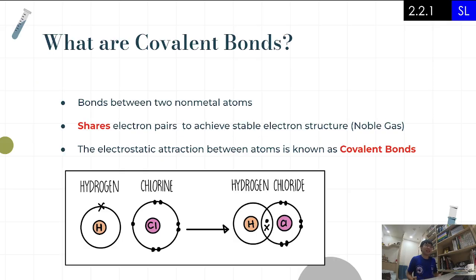So first of all, what are covalent bonds? In a lot of scenarios, covalent bonds would be a bond between two nonmetals, but you don't define it like that. Most of the time it is, but what you define it as instead is where two atoms want more electrons to reach a stable electron structure, so they share an electron pair in order to achieve this. By stable electron structure, we mean where its valence shell is full, so that's the electron configuration of a noble gas. And the electrostatic attraction between the atoms is known as the covalent bond.